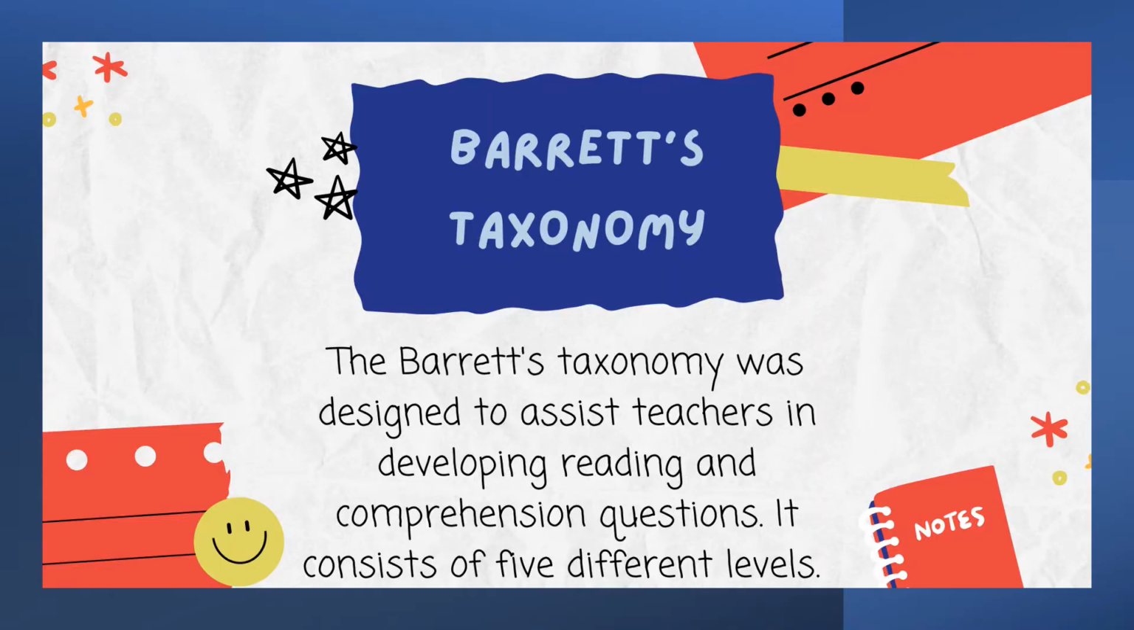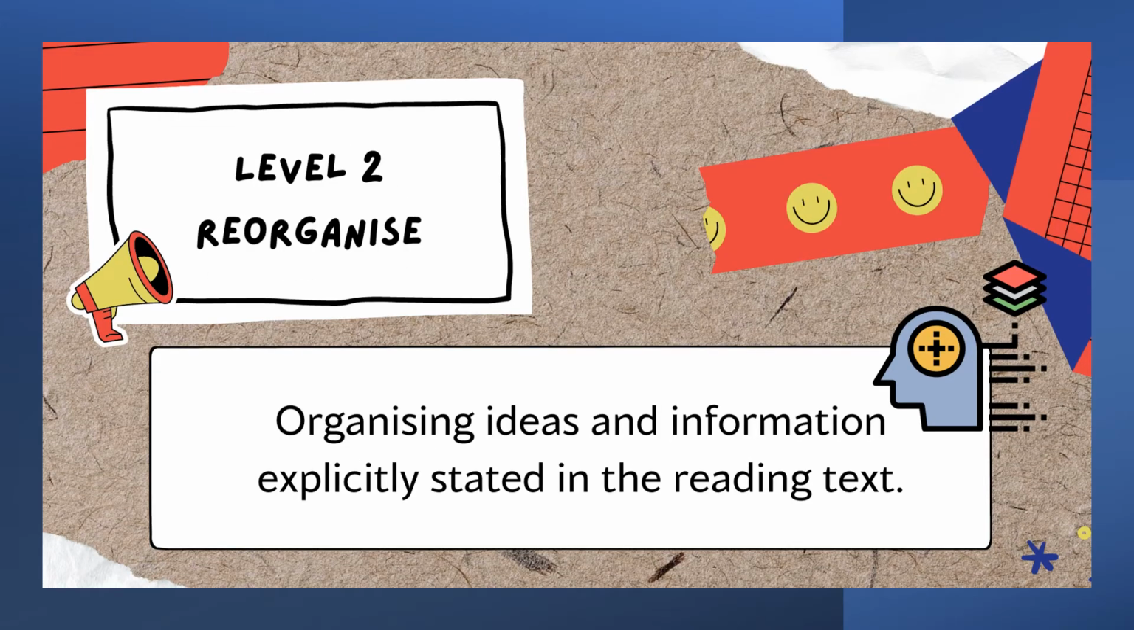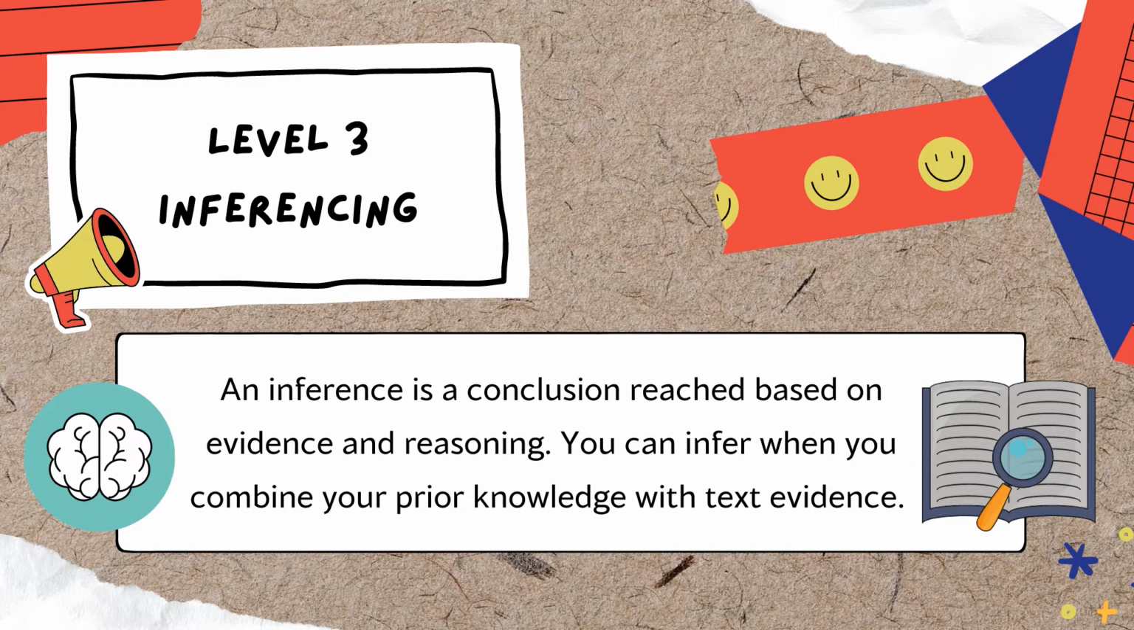The Barrett's taxonomy was designed to assist teachers in developing reading and comprehension questions. It consists of 5 different levels. Level 1, which is known as recall when doing a listening comprehension or recognition when reading a text, refers to questions asked where the answers or responses are explicitly mentioned in the text. Level 2, or reorganization, refers to questions that require the reader to also find the answers in the text, but the ideas or information is organized in a different way.